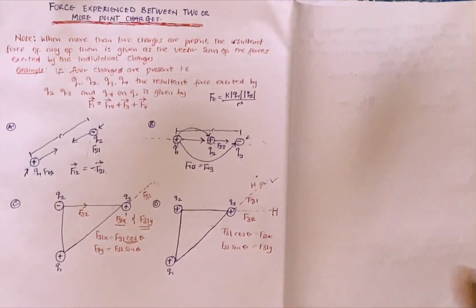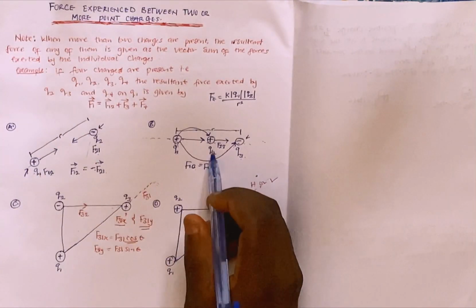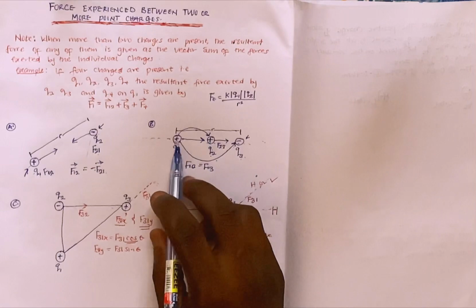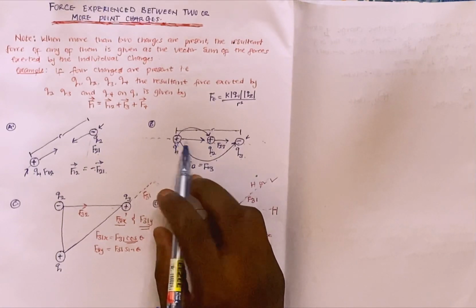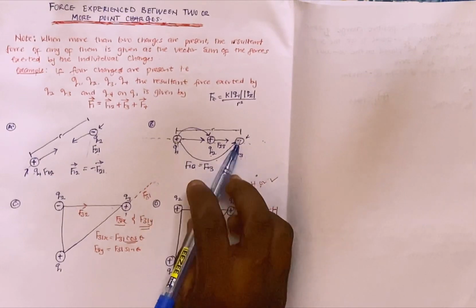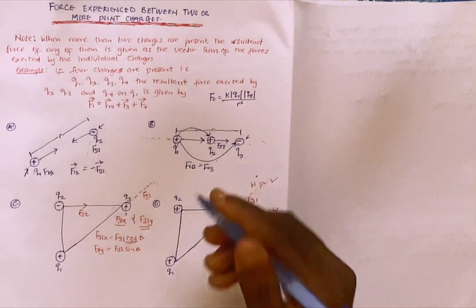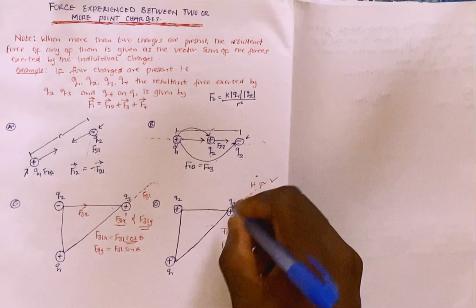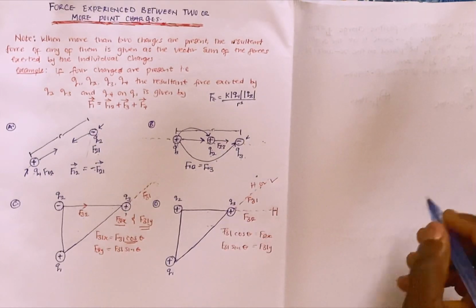Looking at the second diagram, I place my Q2 here. That means the attractive force is to this side, and the force is also repulsive to this side. That means my total attractive force is equal to the total repulsive force. So you understand it now?